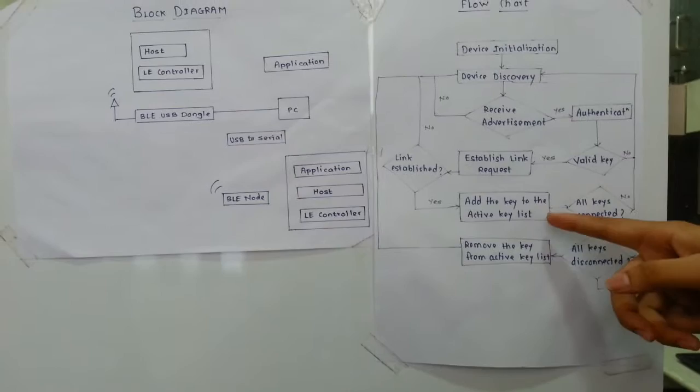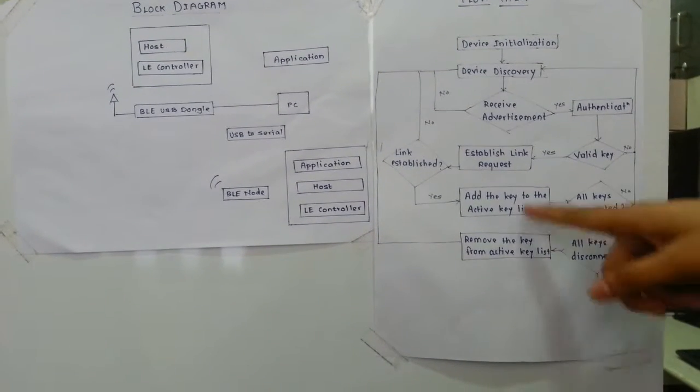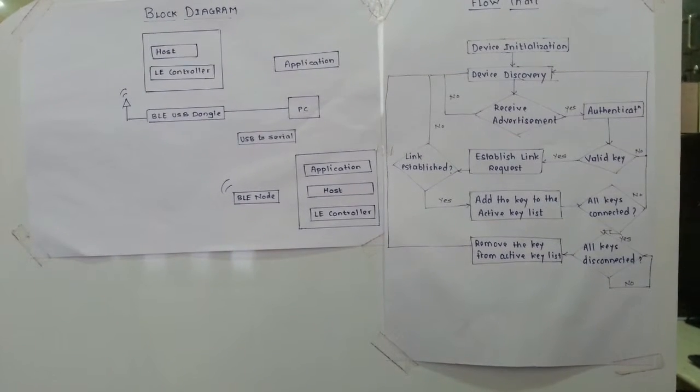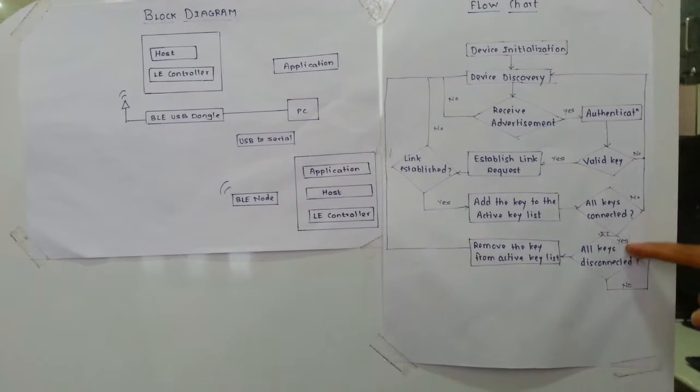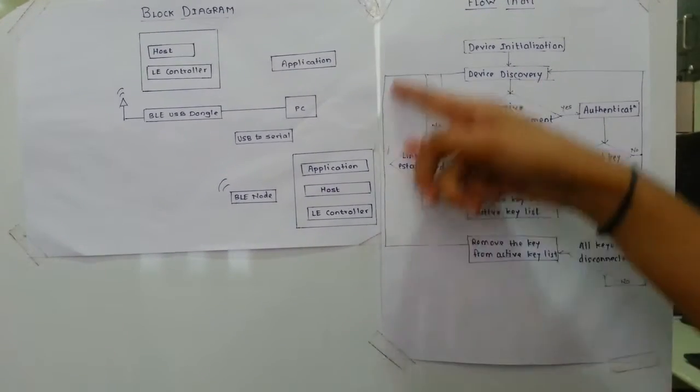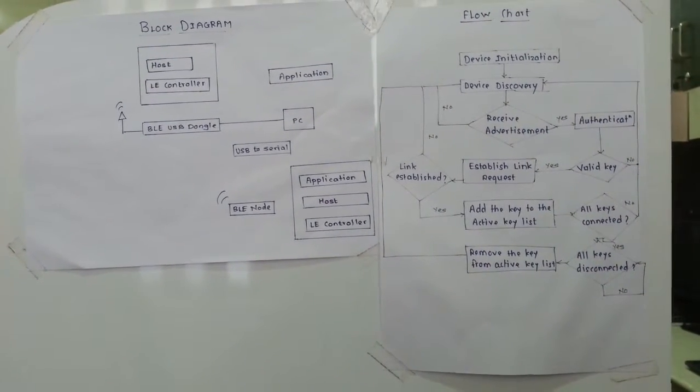The connection manager then includes that passive key in the active key list. Our passive key acts as an active key when all the keys are connected, and if any key is disconnected, it is removed from the active key list and the initial process starts.